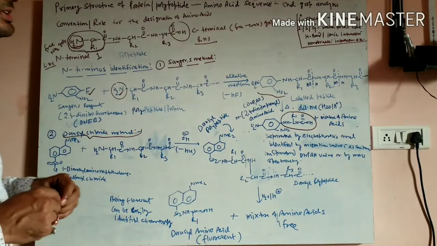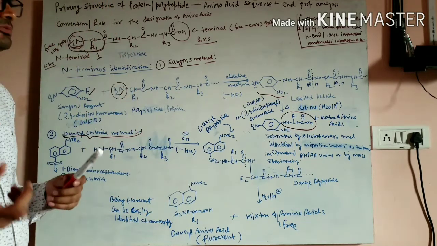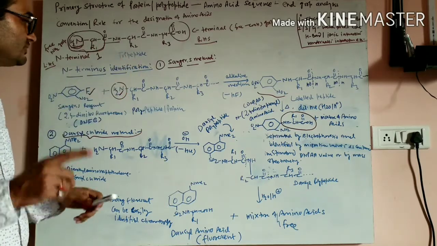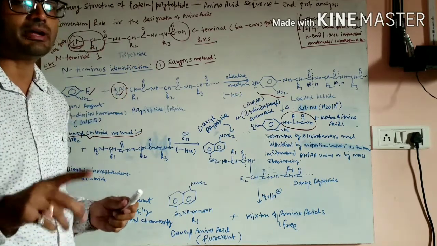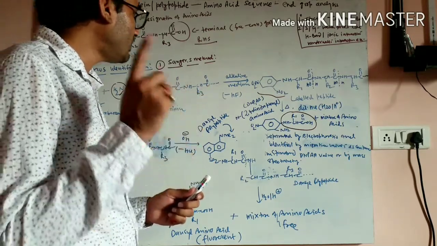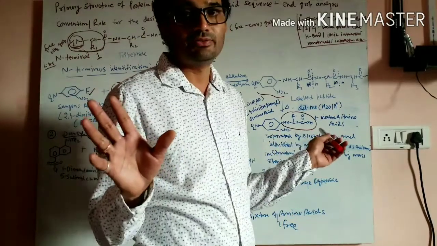But again, what is the weakness of this method? What is the disadvantage of this method? The disadvantage, like the first one, that is Sanger's method, is that this method can also be applied only once, because after labeling one time, this peptide chain is going to be cleaved.